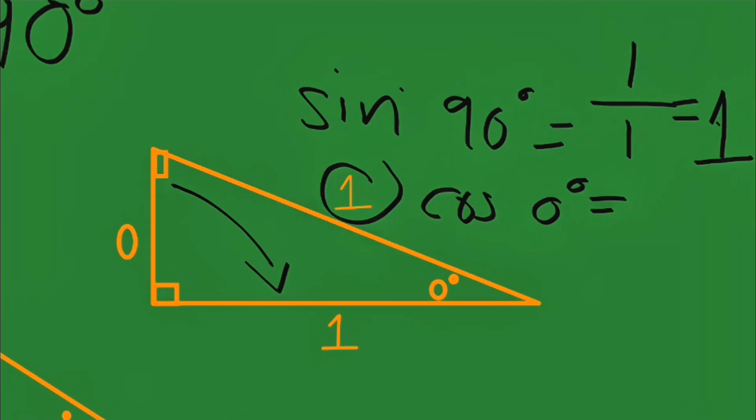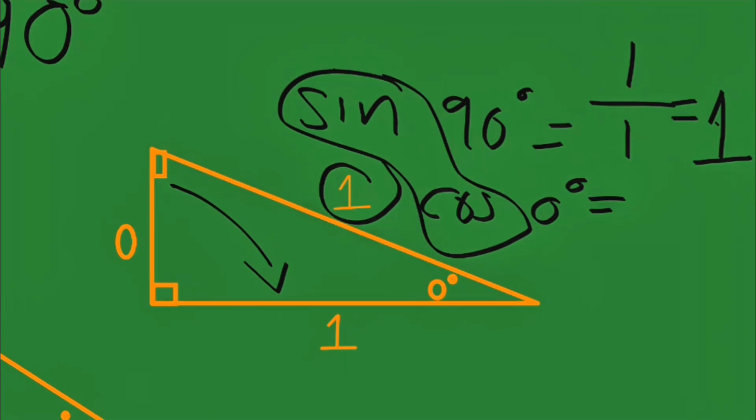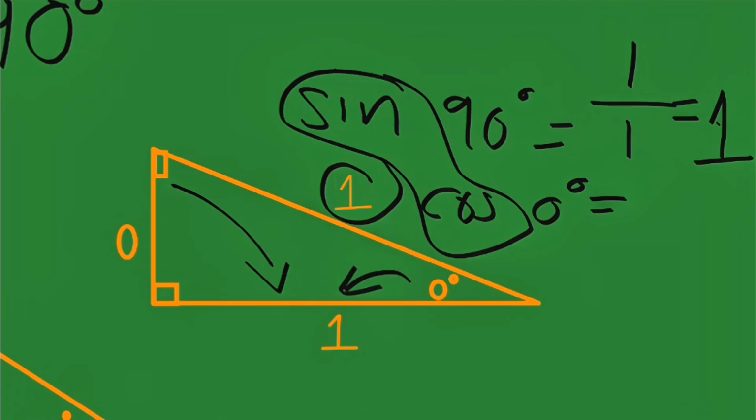When we have two different trig functions, and when we add their angles, they end up giving us 90 degrees, those trig ratios are equal. Let's check that here. Cos 0 degrees is adjacent, which is 1, divided by hypotenuse, which is 1 as well. So we still get 1.